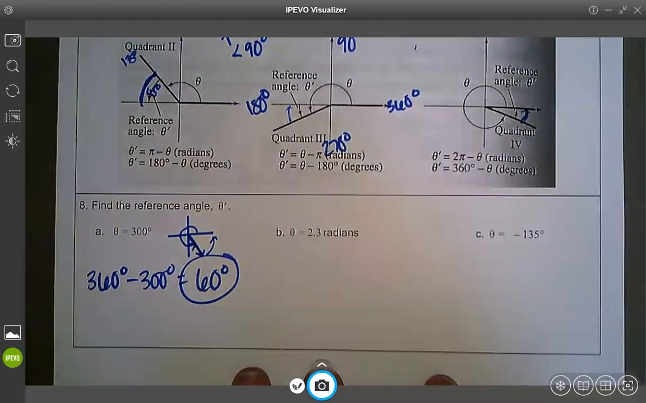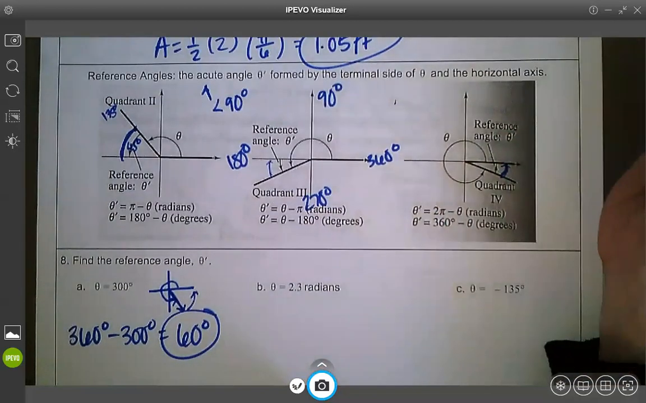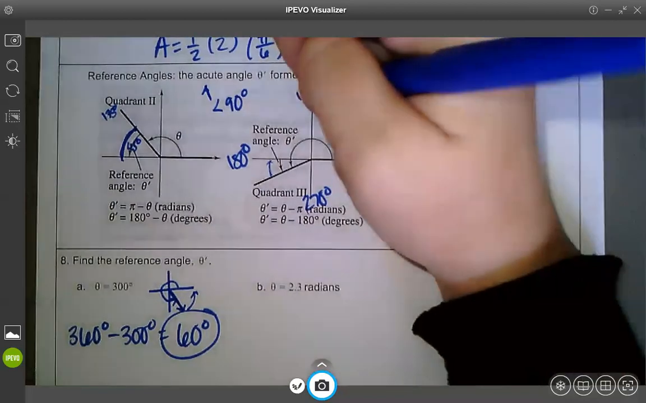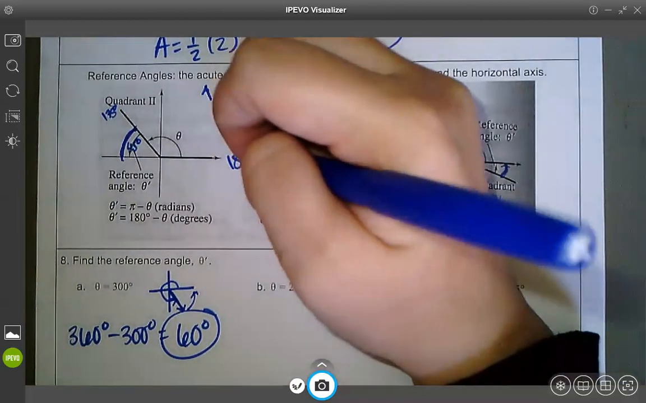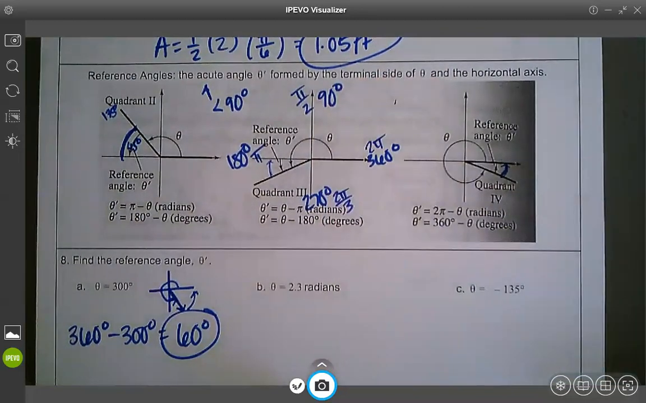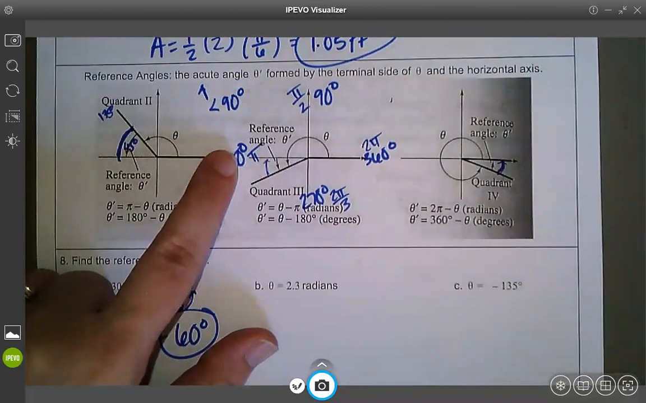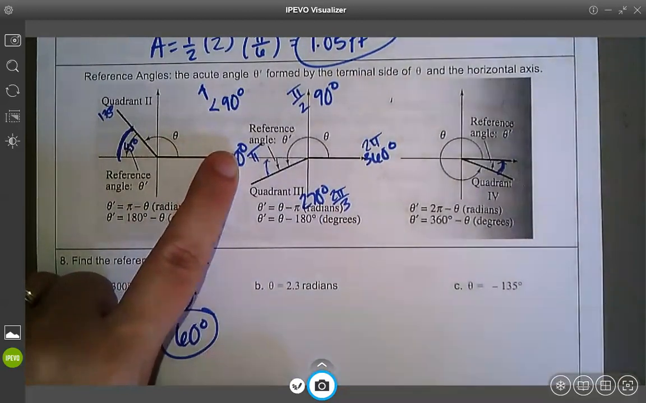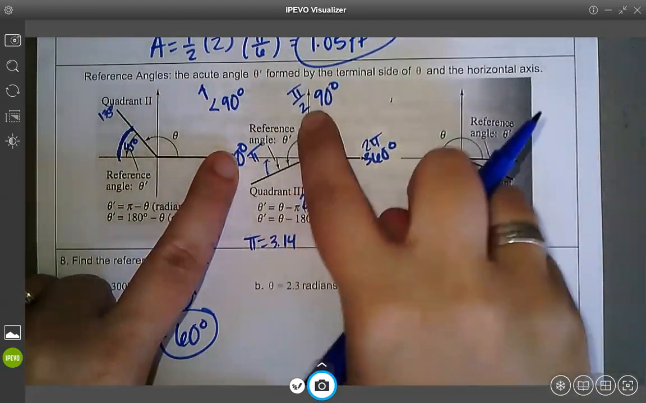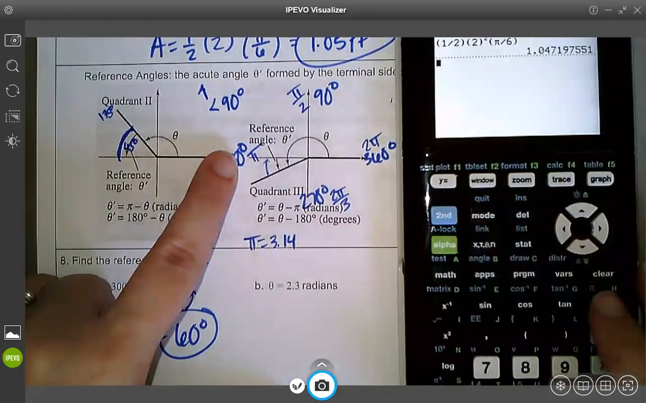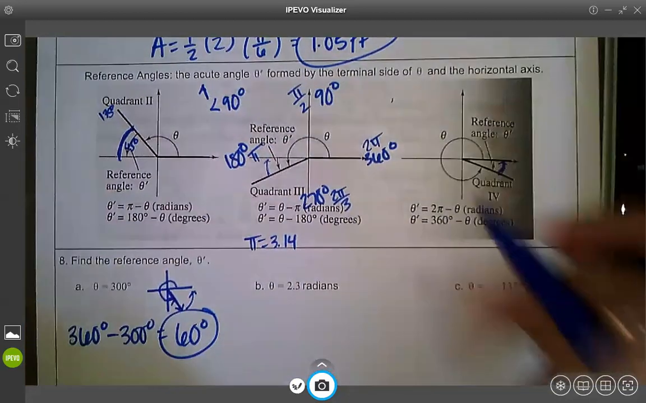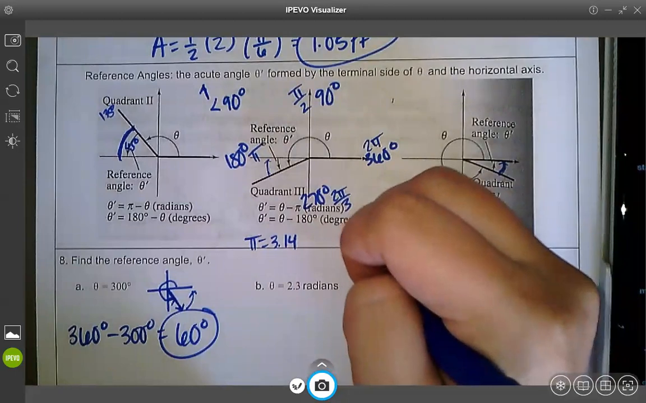Now 2.3 radians. Your radians are going to be a little different, and we're going to look at your unit circle here in just a second. This is 2 pi radians, pi over 2 radians, pi, excuse me, 2 pi over 3. So 2.3 radians: pi radians is 3.14159, right? So 2.3 is less than that. Pi over 2, if you type that in your calculator, is 1.57. So your angle is going to be somewhere in between here. This would be your 2.3.